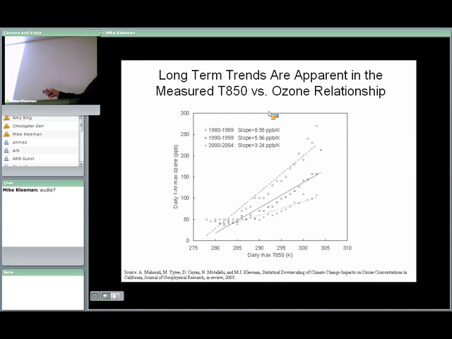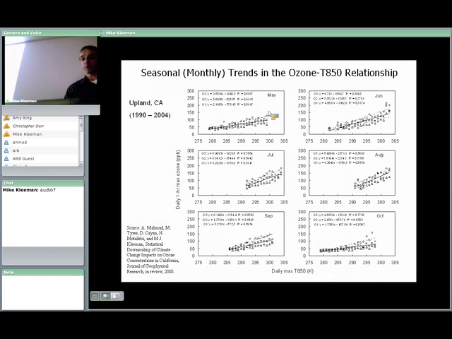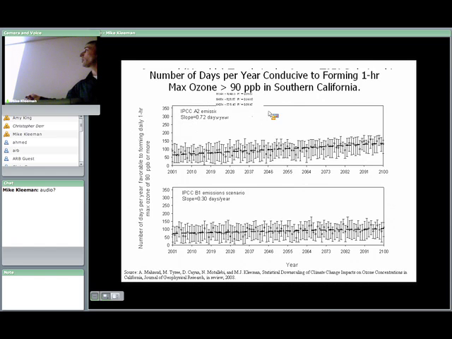So if I just plot the median value of ozone as a function of T850 for 1980 versus 1989, I get this upper line. 1990 to 1999, I get this middle line. And then 2000 to 2004, I get this lower line. So the emissions over time has been reducing the sensitivity of the atmosphere, and you can see it in the actual measurements. You don't need a model to tell you this once you know what you're looking for. And this is just showing that it actually varies by month as well, but I won't go into that.